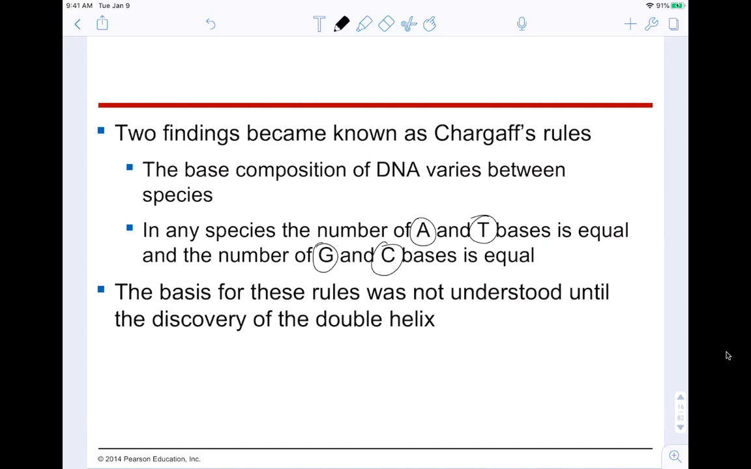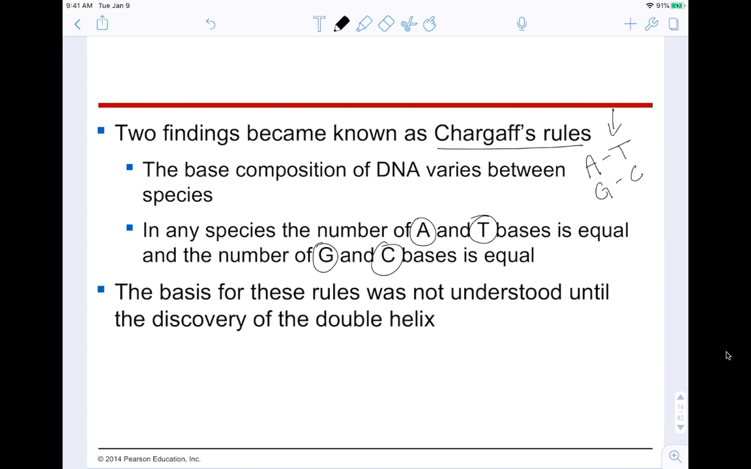So I like to tell my kids that A always pairs with T. We know this. It's called Chargaff's rule. I say apples grow on trees. A goes with T. G and C always go together. Gas goes in cars. Apples grow on trees. Gas goes in cars. Okay. So A always pairs with T and G always pairs with C. So this is called Chargaff's rule. And this is what it says. Our nitrogenous bases have to pair like this.